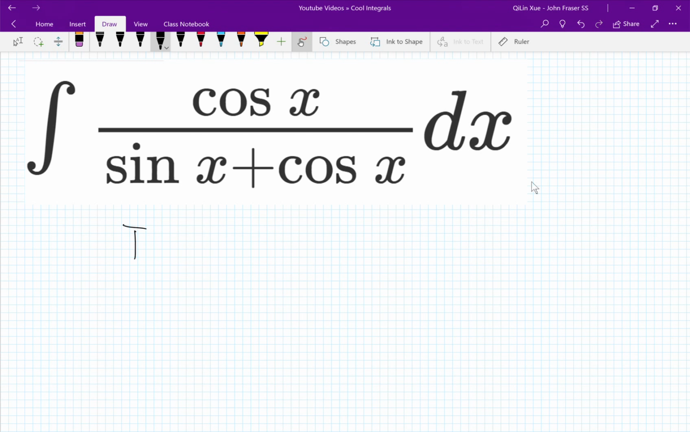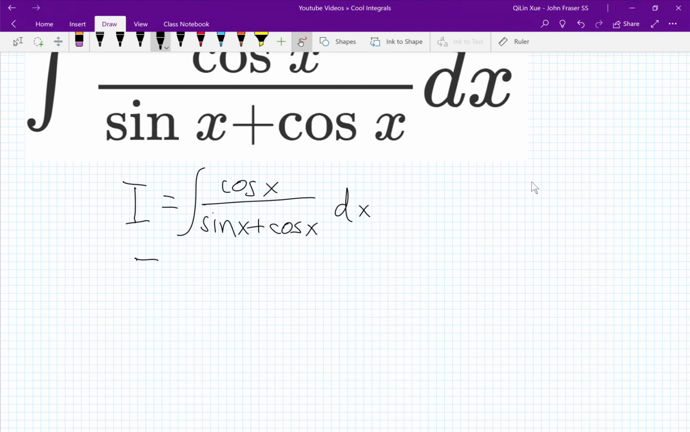Let's have our first integral. Let I be the integral of cosine of x over sine of x plus cosine of x dx. I'm just copying down the original thing. And now we're going to add our second integral. And don't worry, this won't make things more complicated. In fact, it'll do the opposite.